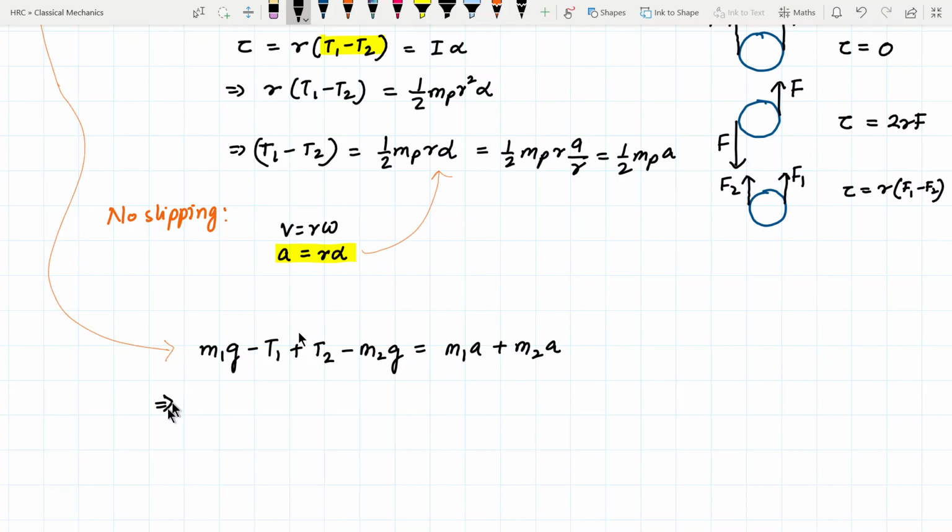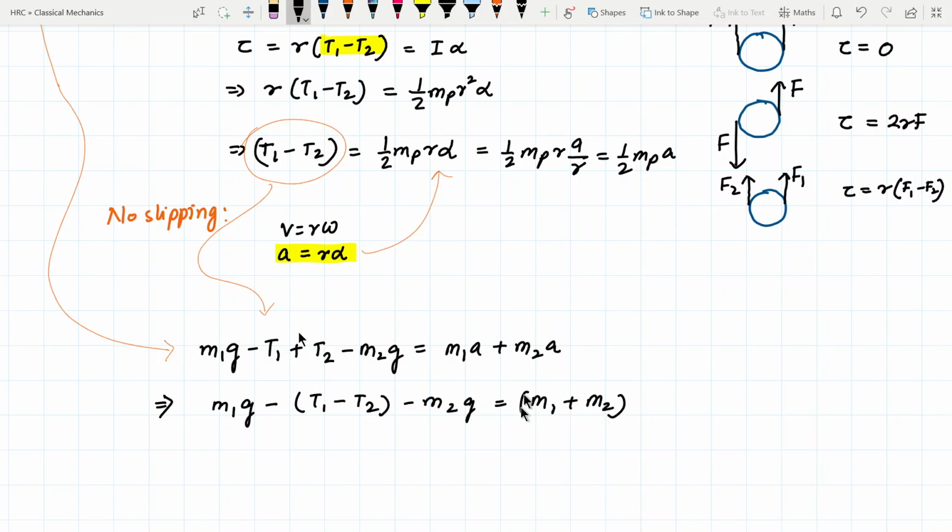So here, if we substitute this expression, if you substitute this here, then I simply get m1g minus T1 minus T2 minus m2g is equal to (m1 plus m2)a.